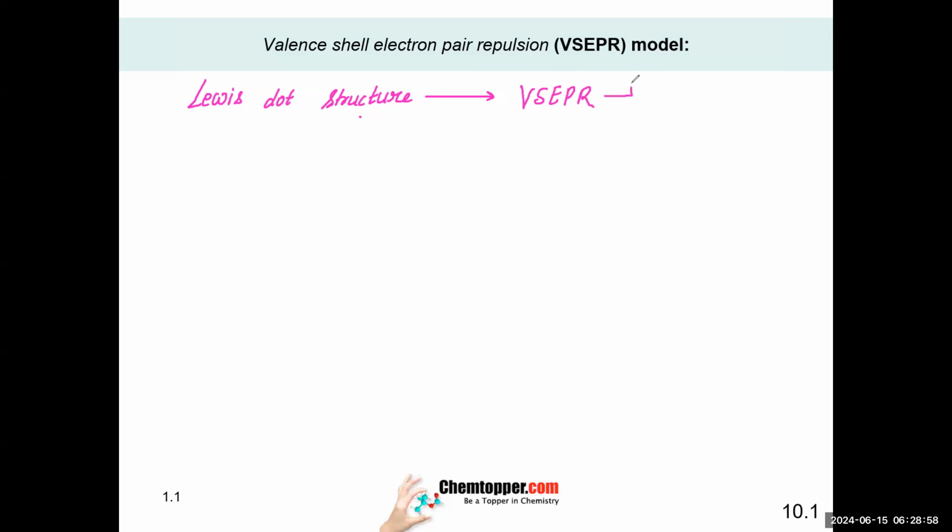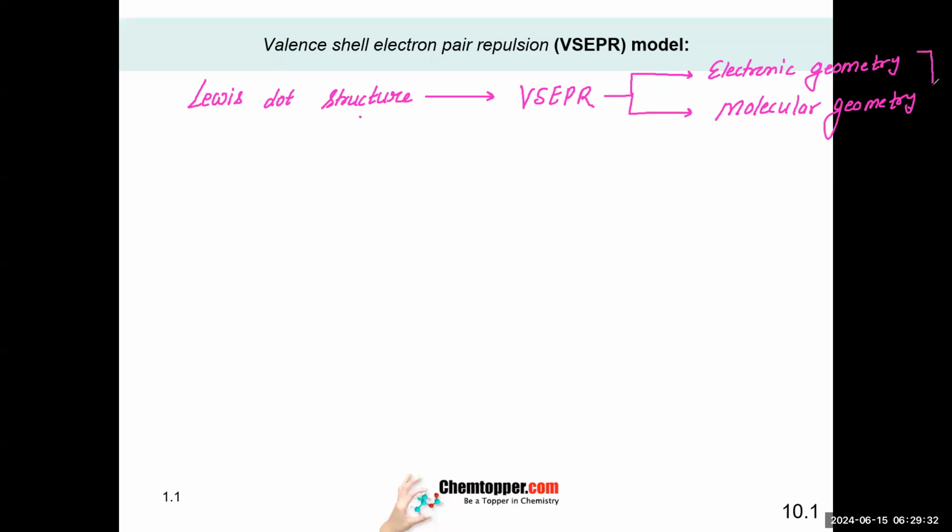In VSEPR, you are going to decide then electronic geometry. Electronic is how they are arranged in space. You will use 2 words, electronic geometry and molecular geometry. How they are, the shapes, the shape of the molecule. And the thing which we are doing right now is for the covalent molecules, not for ionic compound.